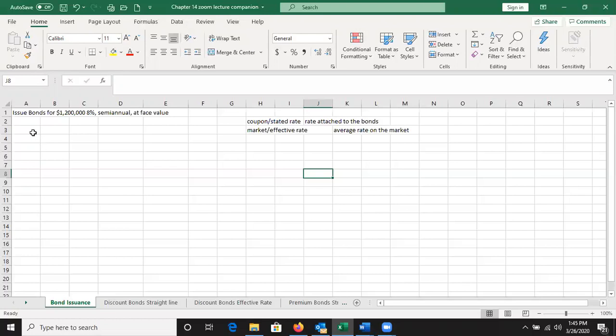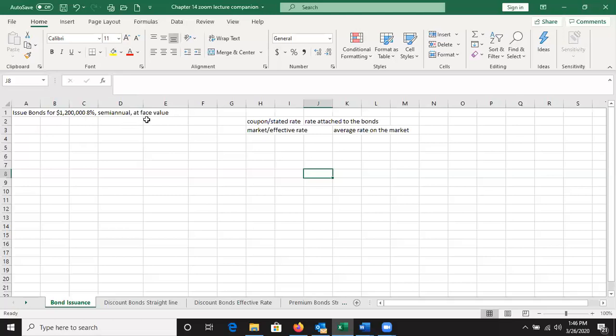So a company issues bonds for $1,200,000. 8% is their rate, semi-annual at face value. So you'll see very straightforward transactions just like this, where it says a bond was issued or bonds were issued for a total of some amount, in this case $1,200,000. 8%, since this has no other rate, 8% is the rate that is issued with the bond.